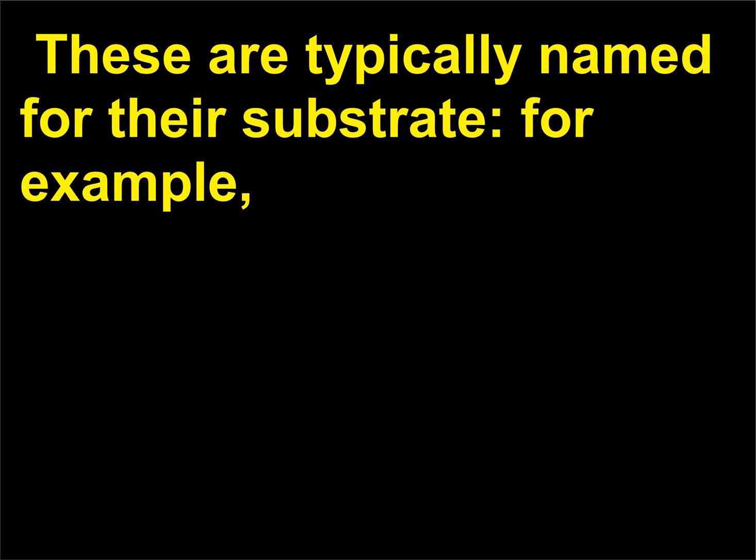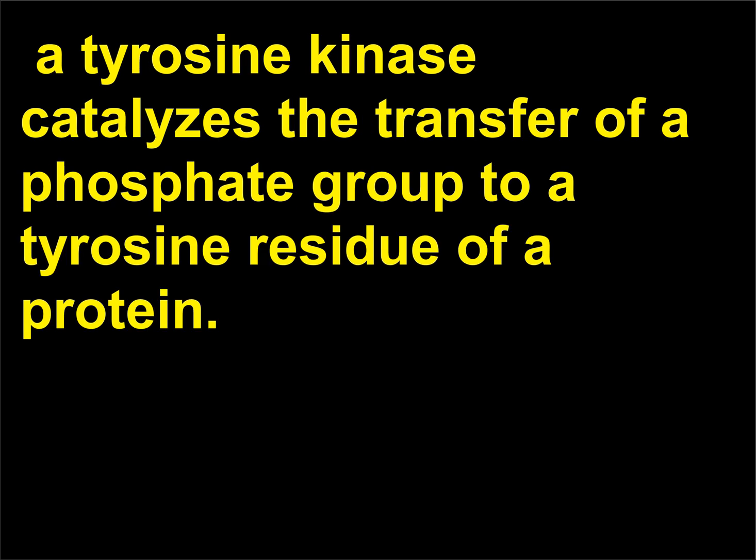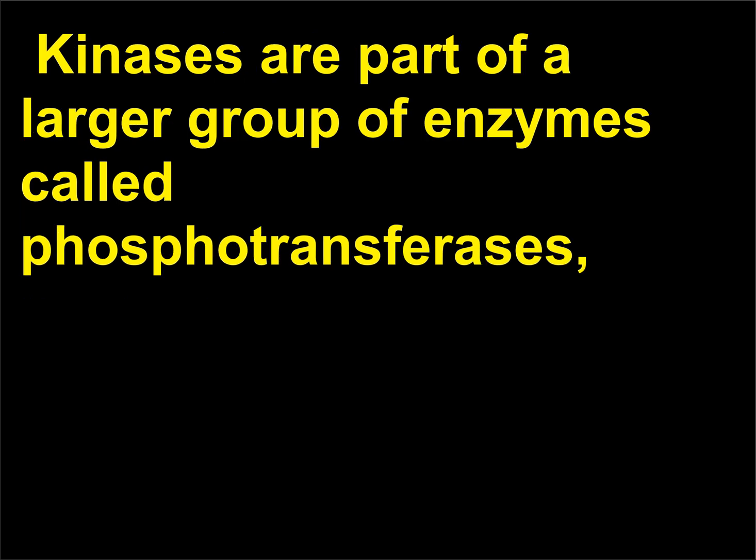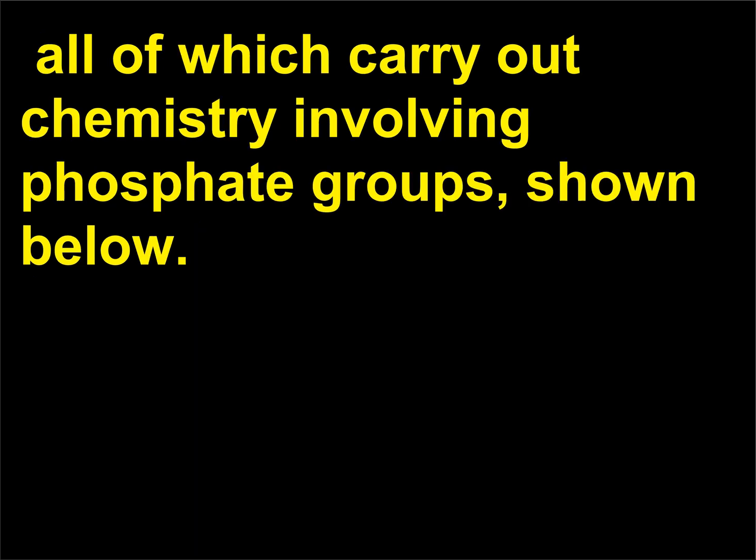These are typically named for their substrate, for example, a tyrosine kinase catalyzes the transfer of a phosphate group to a tyrosine residue of a protein. Kinases are part of a larger group of enzymes called phosphotransferases, all of which carry out chemistry involving phosphate groups, shown below.